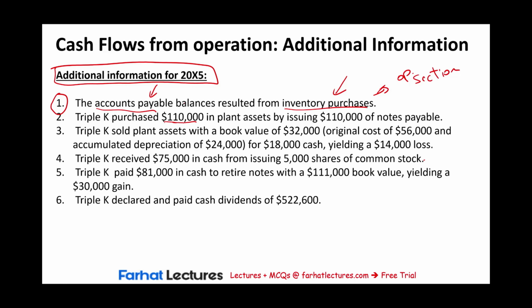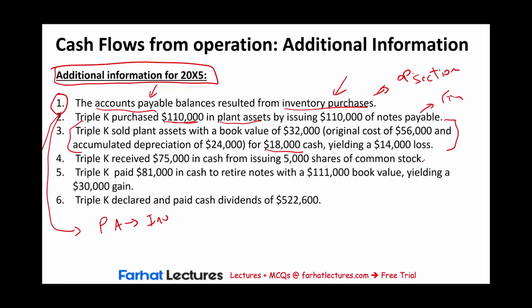What I'm trying to show you is where each statement will be needed later. Triple K purchased 110,000 in plant asset by issuing a note. Now, in transaction 2, the plant asset is an investing activity. The note is a financing activity. So you're going to see how we deal with this later on. Triple K sold plant asset, which is an investing activity, with a book value of 32 for 18,000, yielding a loss. Don't worry, we'll look at that later because here we're focusing only on operating. This has to do with investing.